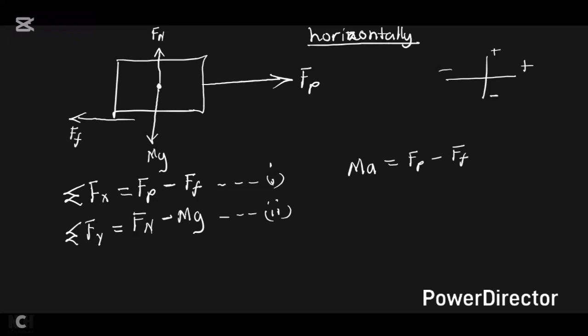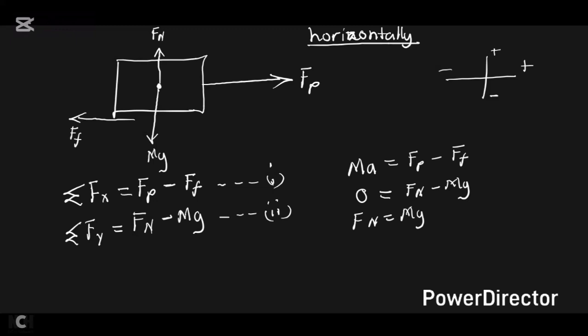Then remember that in the y-axis there's no acceleration, meaning the acceleration in the y-axis is 0. So 0 equals Fn minus mg. Let's make the normal force the subject of the formula, so this will go to this side and it will be positive. Remember that you have this equation here.